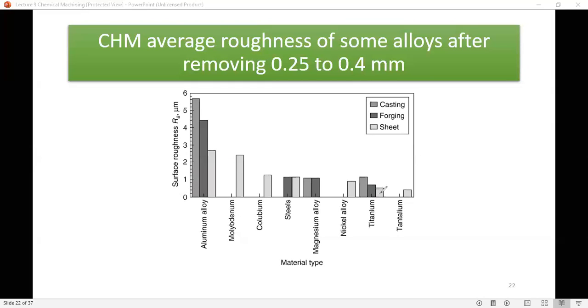If you look at titanium, it shows the same trend, but it is still about the same between the forging and also sheet metal. Right?